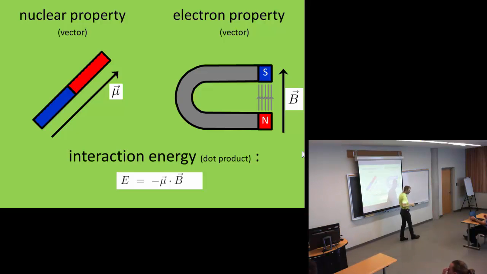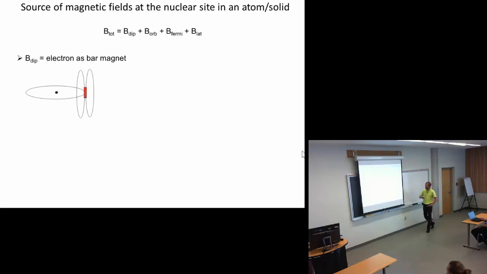Now, in real atoms and solids, there is no horseshoe magnet that generates that magnetic hyperfine field. So let's make it a bit more realistic and see now where this hyperfine field comes from. And we will distinguish four different contributions. The first one is called the dipolar contribution to the hyperfine field. Its physical origin is the magnetic moment of the electrons. An electron has a spin, has therefore a magnetic moment. So you can visualize it as a bar magnet, and the magnetic field generated by that bar magnet will reach up to the nucleus. That's one reason why there can be a magnetic field at a nucleus.